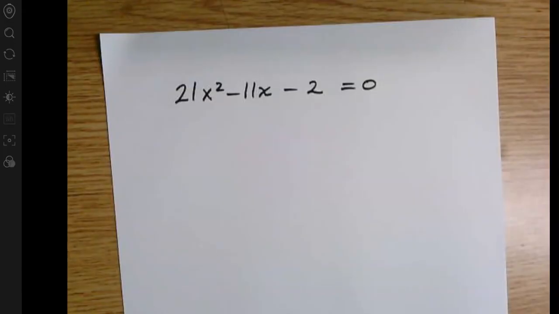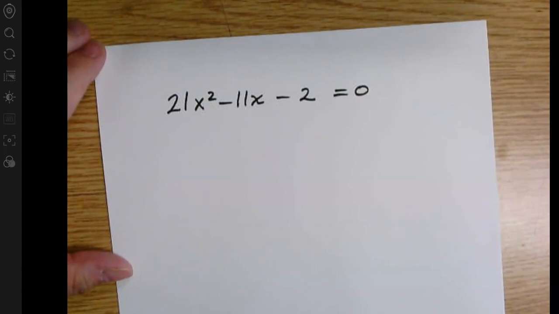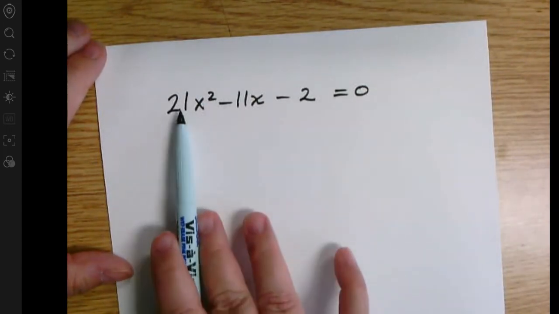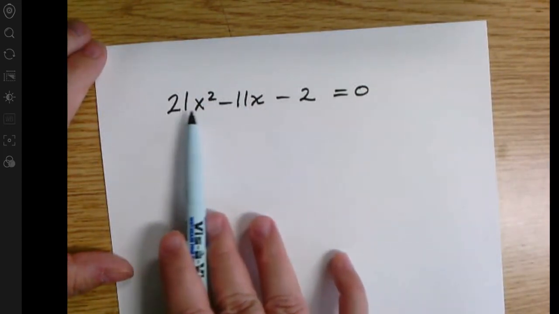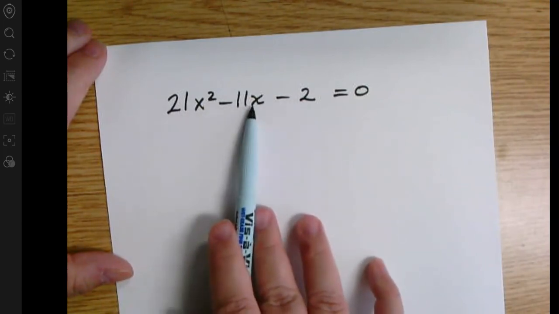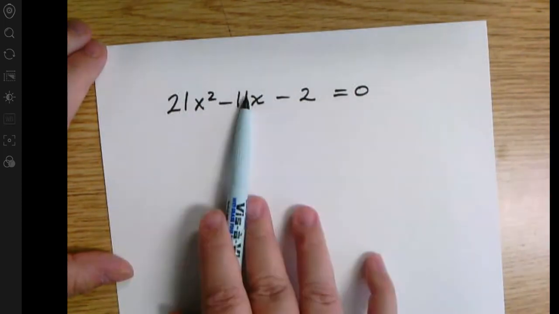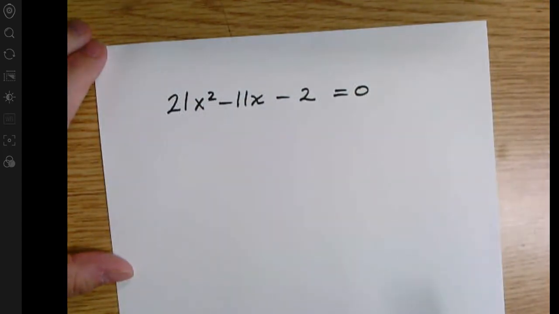Okay, so let's do a few more factoring ones. So this says, assuming it has the same direction, solve by factoring, check your answer. Okay, first question, is there a greatest common factor? No, nothing goes into 21 and 11 and 2. And there's not an x in every term either. So nope, greatest common factor is not there. Next question, how many terms do I have? 1, 2, 3. Okay, it's 3 terms.